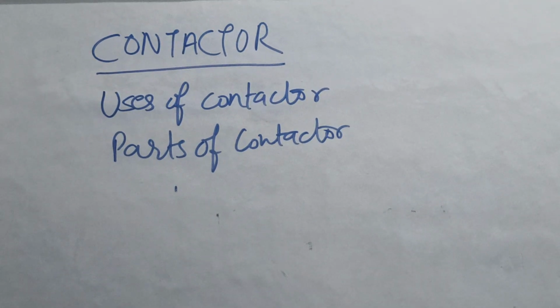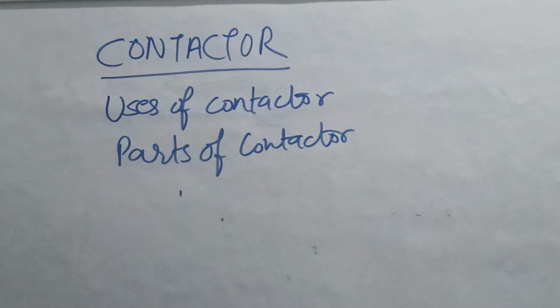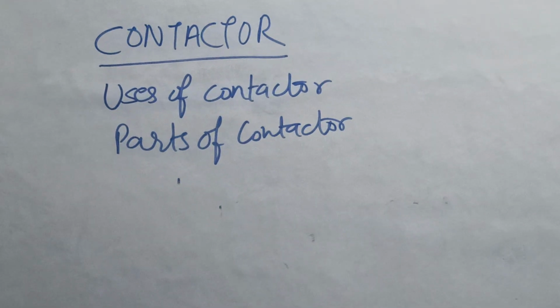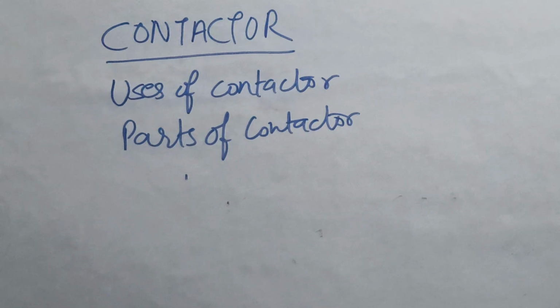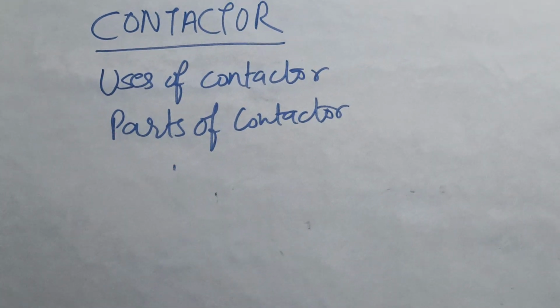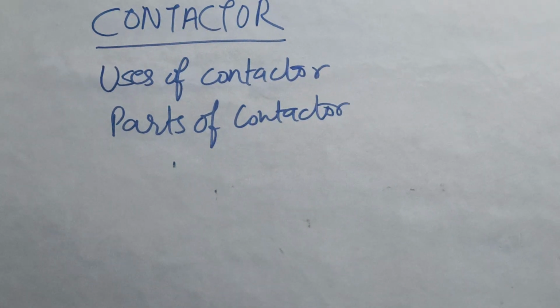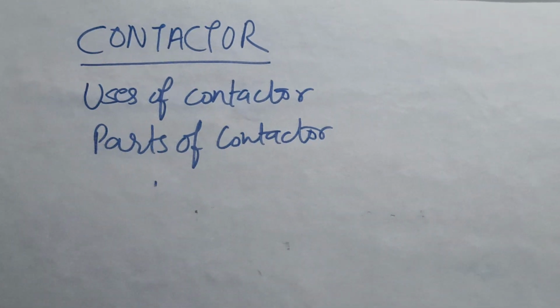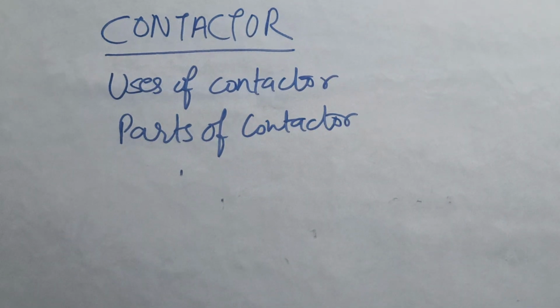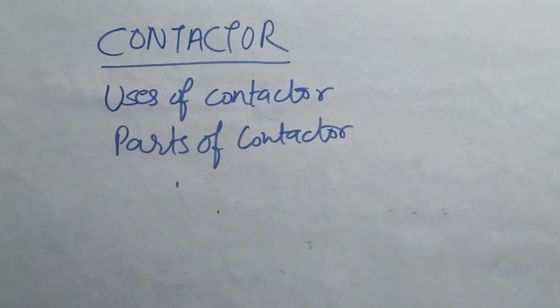So today we will discuss about contactor. What is the contactor? What is the use of contactor in electrical circuit? How does it work? What is the importance of contactor in our electrical system? So contactor plays a very vital role in electrical system. It is used everywhere in electrical circuit. In almost all the electrical circuit, you will find the role of contactor.